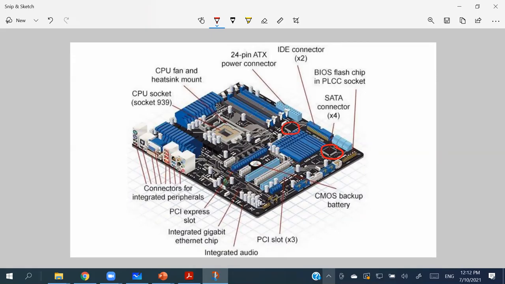And there are some other connectors which connect all these hard disks and CD-ROMs internally to the circuit board. For example, when we connect a hard disk, if this is the hard disk, it will have these connectors at the back of it. That cable comes and fixes into the SATA port.